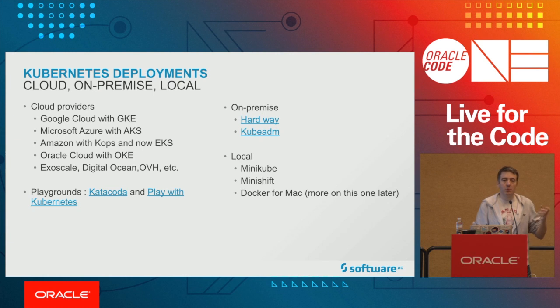So when you know what Kubernetes is and you're ready to deploy, you of course would need to deploy it somewhere, right, to make something out of your application. For sure, cloud providers all embrace Kubernetes. So Google Cloud with GKE, Microsoft Azure with AKS, Amazon.